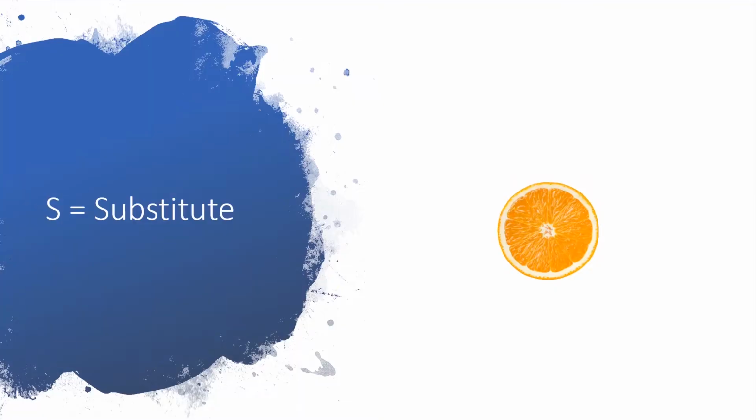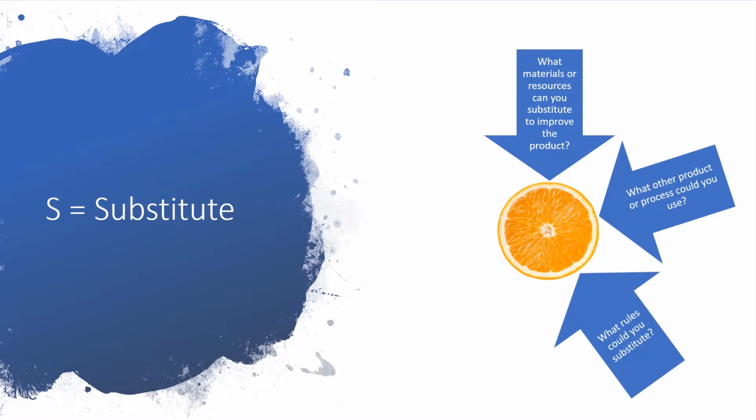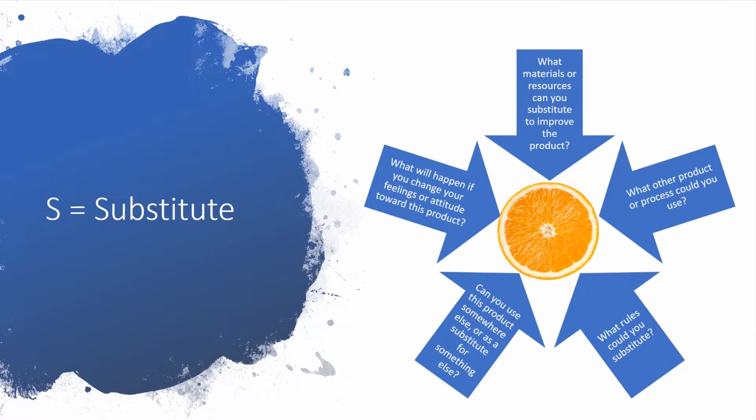The first step of the Scamper model is substitute. This is a technique for replacing something with another thing. Here, we need to discuss and consider the following questions. What materials or resources can you substitute to improve the product? What other product or process could you use? What rules could you substitute? Can you use this product somewhere else, or as a substitute for something else? What will happen if you change your feelings or attitudes towards this product?